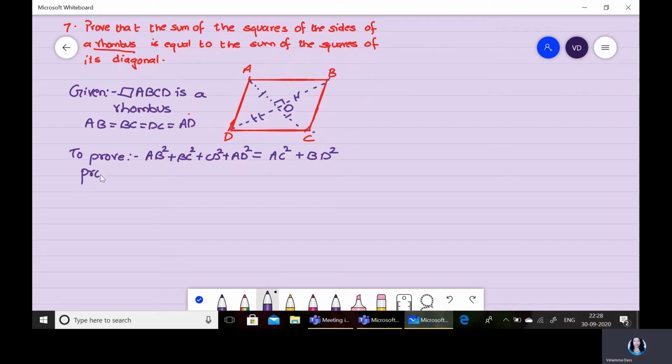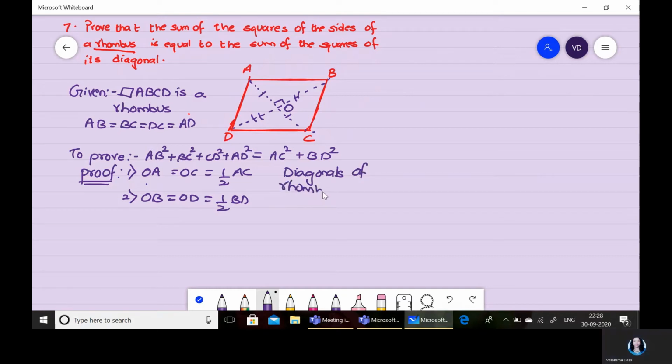So the proof goes this way. Here we can write the properties. As point number 1, OA and OC are equal and each is half of AC. Similarly, OB and OD are equal and each is half of BD. And the reason is that the diagonals of a rhombus bisect each other, and we can also say they meet at right angles.